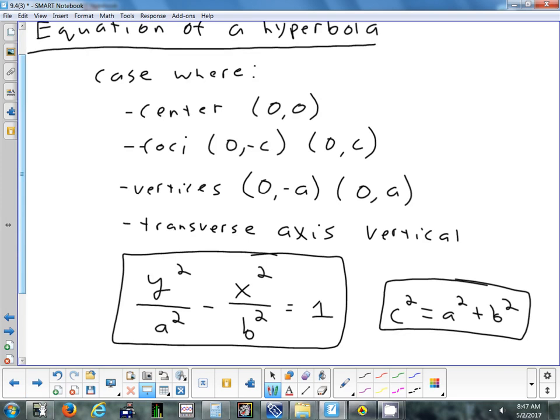C squared is still equal to a squared plus b squared. The foci has something to do with C. The vertices have something to do with A. But now, instead of being to the left and the right of the center, everything is going to be above and below the center. So you're going to be changing your y coordinate now, not your x.